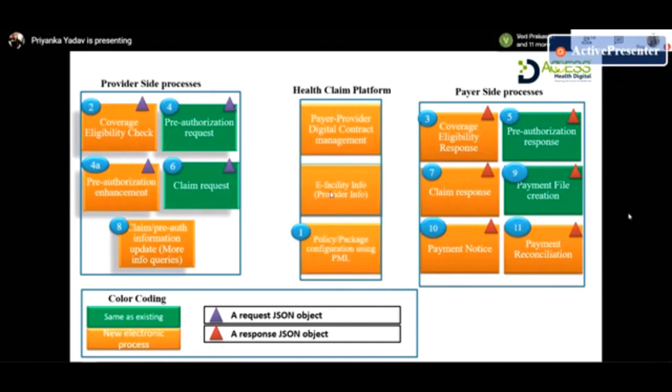The last part that NHA would provide, which is more technical in nature, is policy package configuration. So basically what happens today is every time a payer signs up with a provider or vice versa, the payer normally gives a rate card to them. Okay, these are the services, and these are the amounts I'm going to pay you for these services.